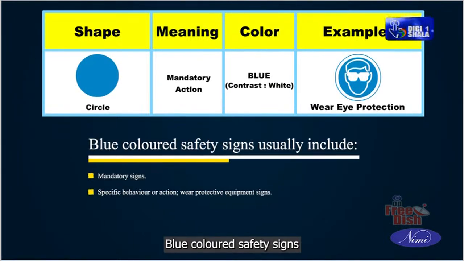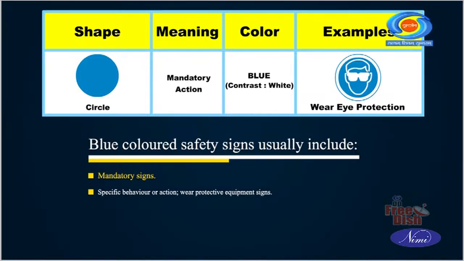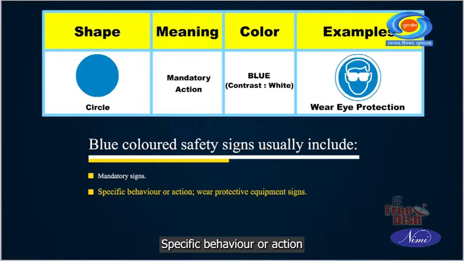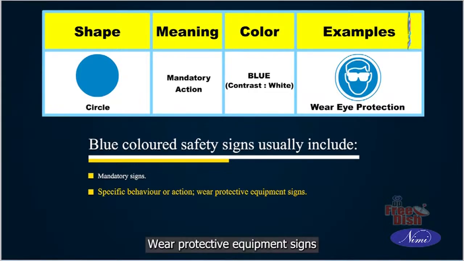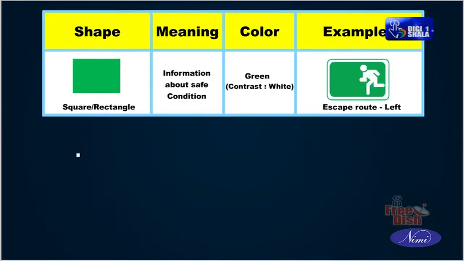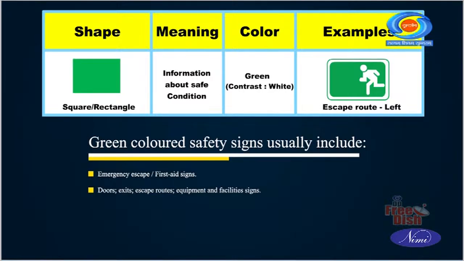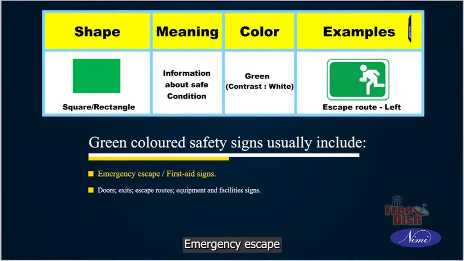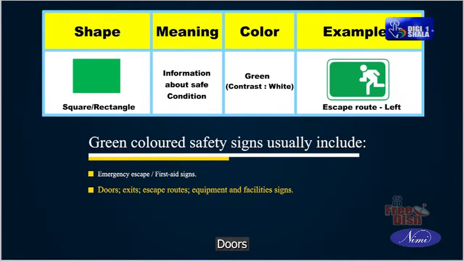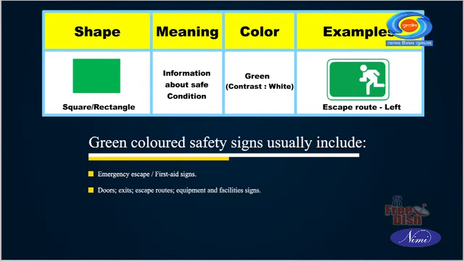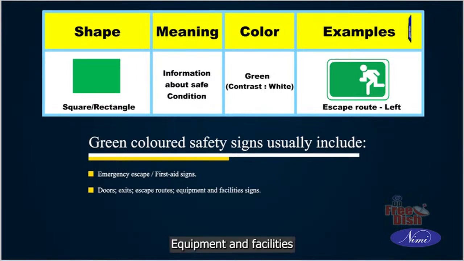Blue-colored safety signs usually include mandatory signs, specific behavior or action, wear protective equipment signs. Green-colored safety signs usually include emergency escape, first aid signs, doors, exits, escape routes, equipment and facilities signs.